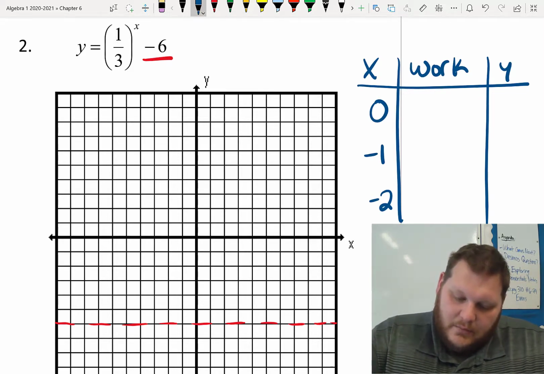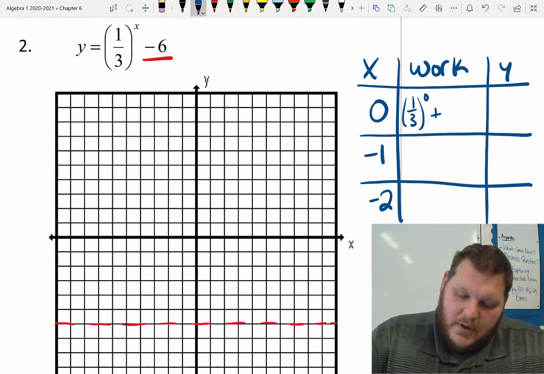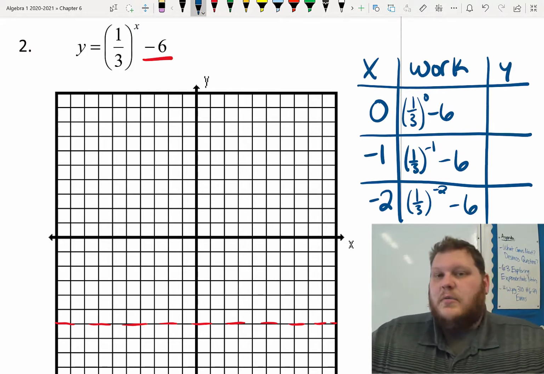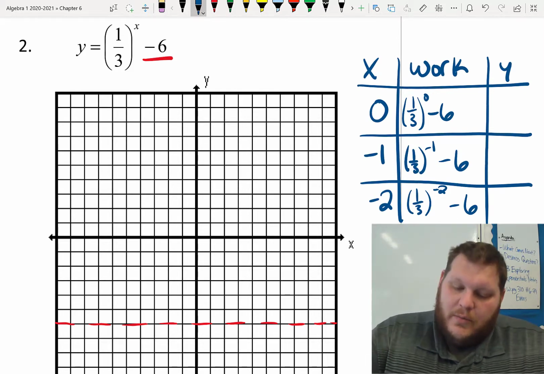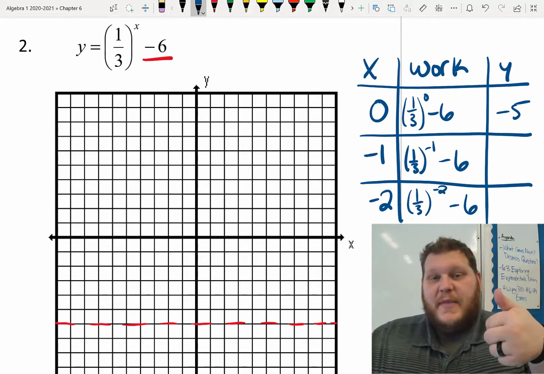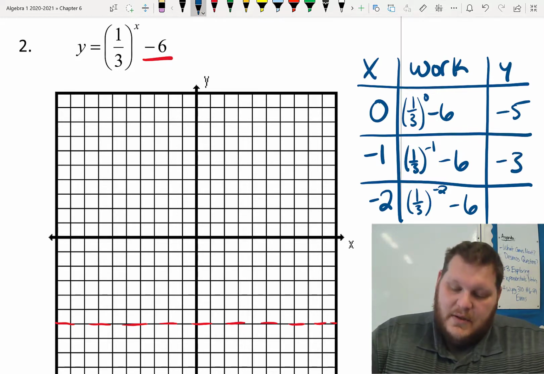So when I'm plugging in, I'm going to make my actual rows as well. So this is 1/3 to the 0 minus 6, 1/3 to the -1st minus 6, and then 1/3 to the -2nd minus 6. So 1/3 to the 0, that's still just 1. So 1 minus 6 is -5. 1/3 to the -1st is going to flip that fraction over. So now it's 3 to the +1st, which is just 3. 3 minus 6 is -3.